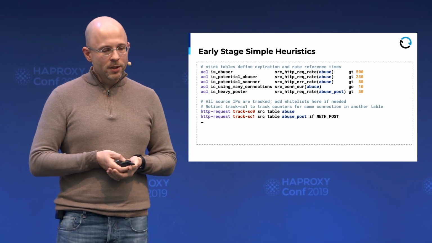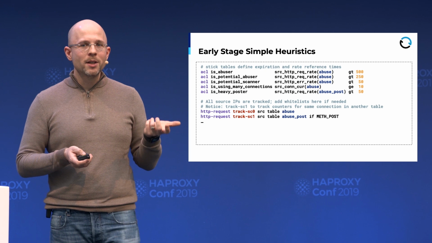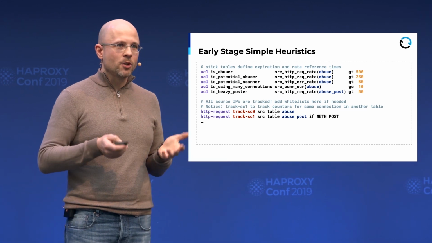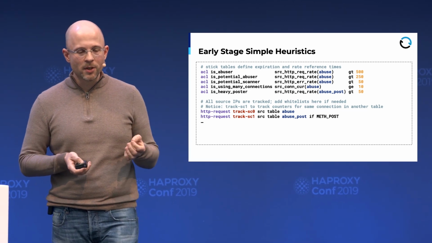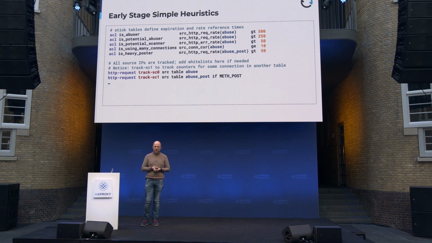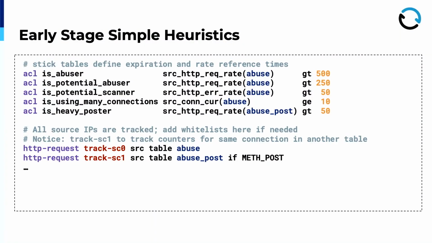The thing about the vulnerability scanners is the is-potential scanner, where the error rate is higher than you would expect, is using many connections, which just looks at the actual connections without going into the traffic, and something we declare as a heavy poster is if they exceed more posts over a certain period of time. We've found out that we had to use a different time period for post requests because lots of vulnerability scanners seem to stretch those out over longer periods of time. I suspect to fly under the radar and not get detected so easily, so we had to tweak the values there. And then we track all connections coming in stick tables with these stick counters. In the abuse table, they all go in there, and then if it's a post, it also goes into that second table.